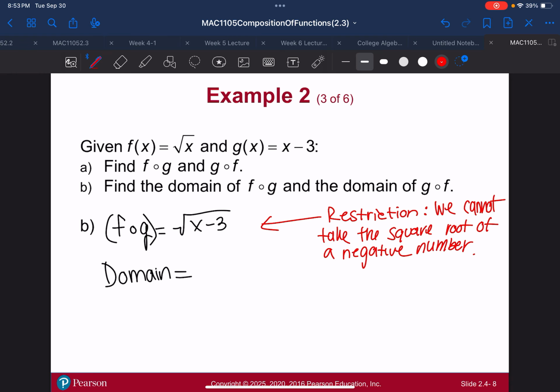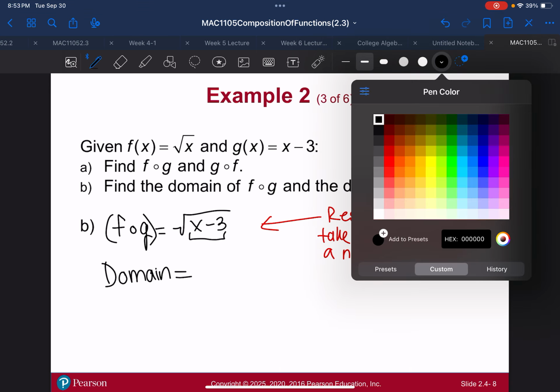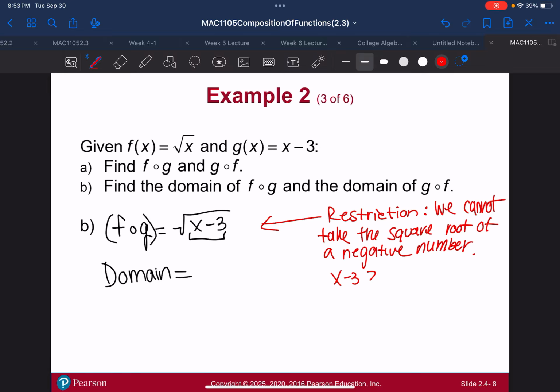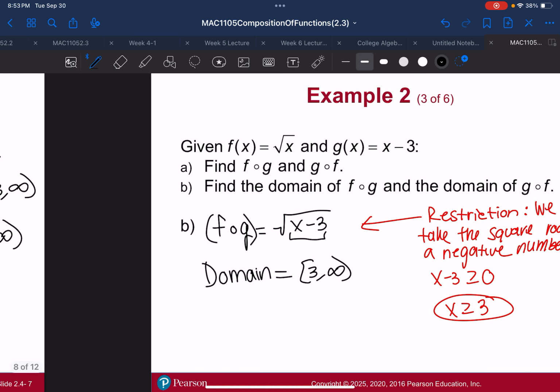So the only values of x that are in my domain are going to be the values that make this expression here, x minus 3, greater than or equal to 0. And if I solve this inequality, I get that x is greater than or equal to 3. So this is actually my domain, because I cannot plug a number in there for x that makes that expression negative. So my domain will start at 3 and go to positive infinity. And that's exactly what we got by looking at the graph.